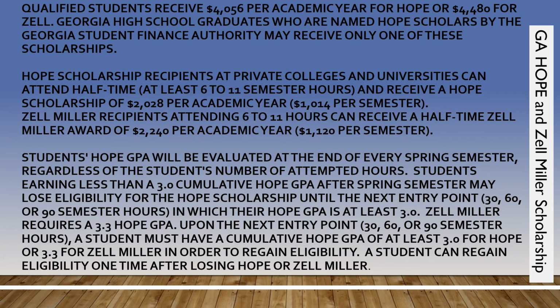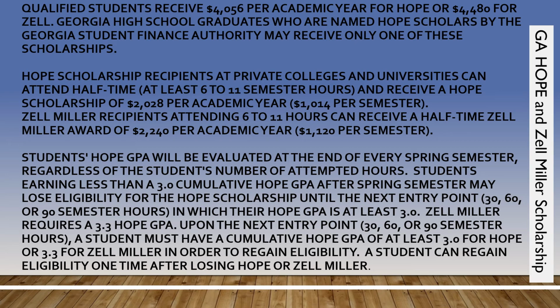So this is a little bit about the Hope and Zell Miller Scholarship. The main important piece is that you keep the Zell and Hope scholarships. You will receive an amount depending on which scholarship you apply for. But please keep in mind, if you are a high school graduate and you're named a Hope Scholar by the Georgia Student Finance Authority, you may only receive one of these scholarships. For both scholarships, you can attend half-time and receive both scholarships.